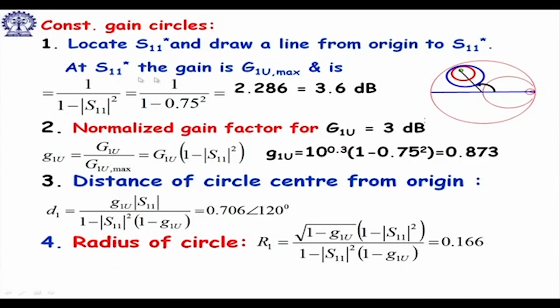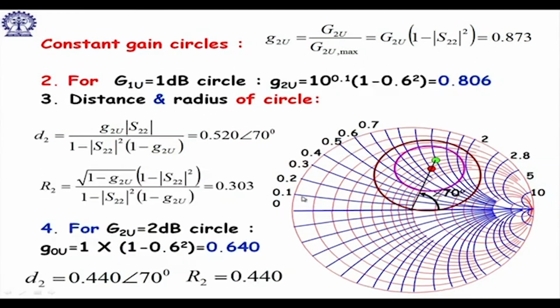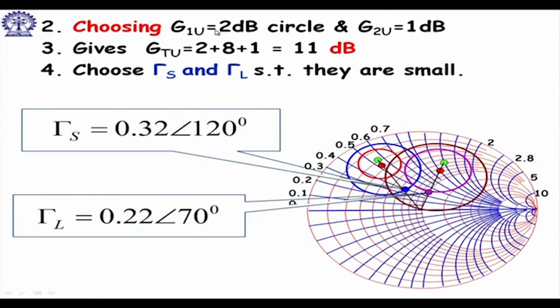Here you see the normalized gain factor, distance of circle, and radius of circle, by which we have plotted the constant gain circle. For the 3 dB circle these are the values given, similarly for 2 dB these are the values given. Similarly for the output side we have chosen these two. The device was already giving 8 dB, and from the input we will take 2 dB and from the output we will take 1 dB.